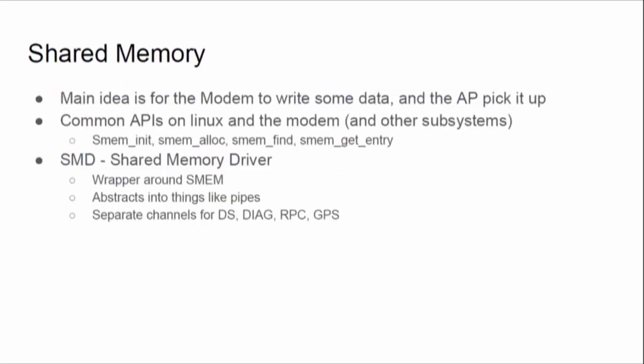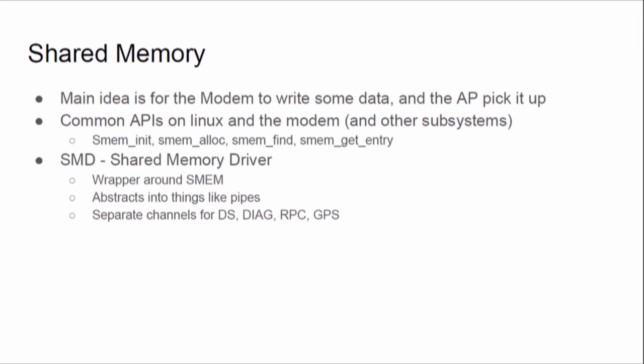So the baseband and the application processor have to have some way to talk to each other, to be able to say, hey, I want to make a phone call, hey, you got an incoming text, things like that. So on most devices, there's a form of shared memory interface, where one side writes some data and the other side checks periodically and picks it up and processes it.